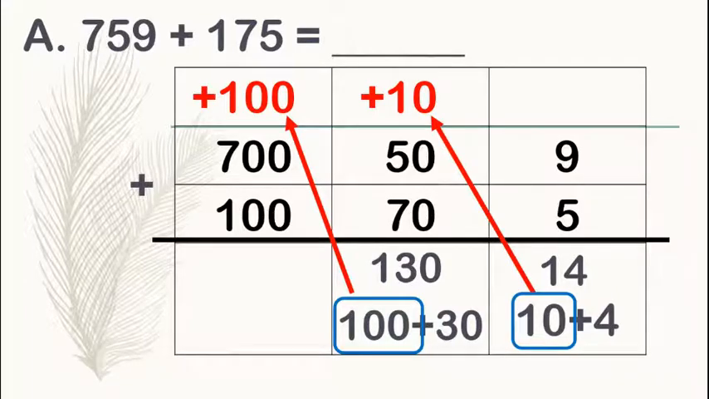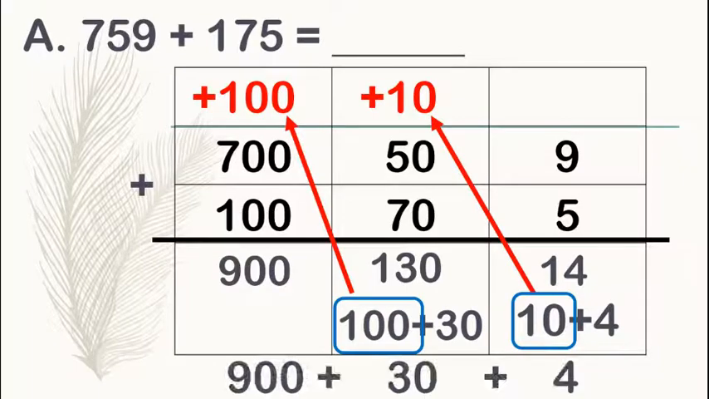Now we will proceed adding our hundreds. 100 plus 700 is equal to 800. 800 plus 100 is equal to 900. So we need to add the remaining numbers. We have 900 plus 30 plus 4. So the final answer is 934.